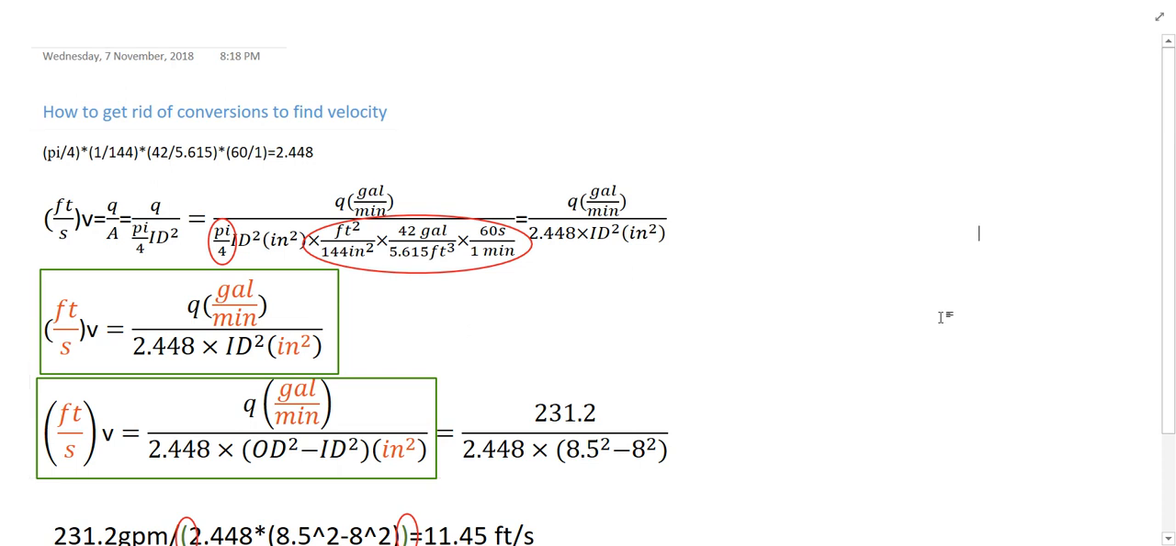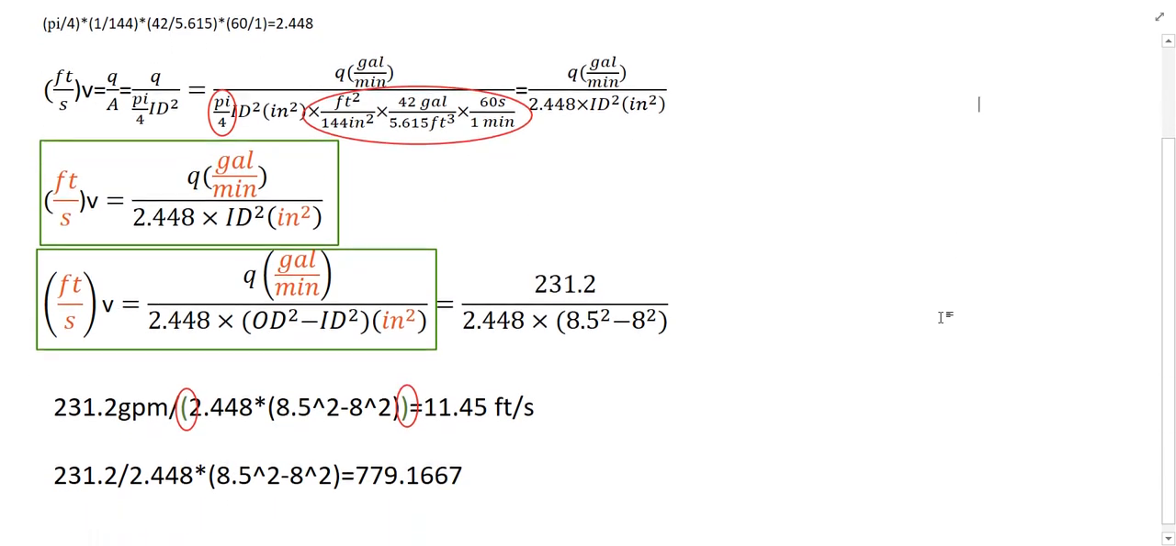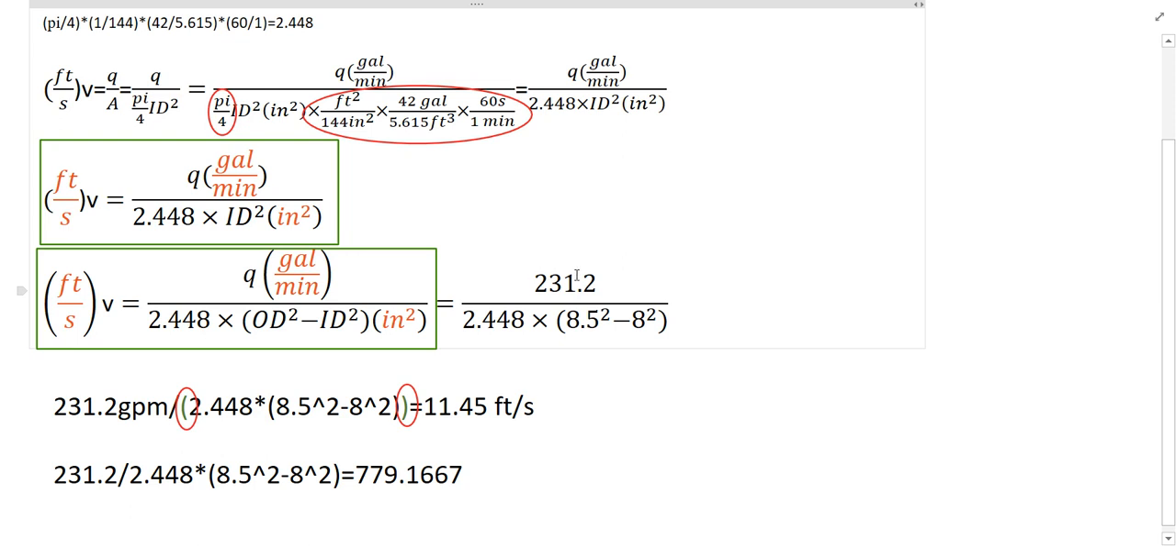If we do the calculation that we had previously in the second video for finding the velocity, the flow rate was 231.2, the OD 8.5, and the ID was 8. If we do the calculation using this equation, easily we can find that the velocity is 11.45 feet per second.